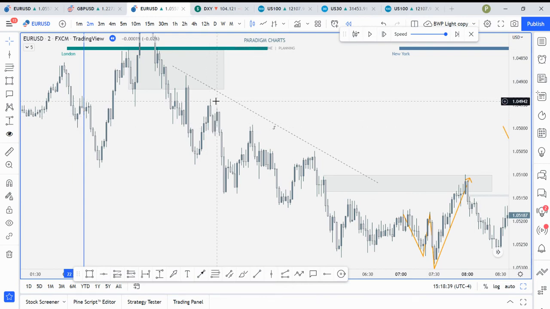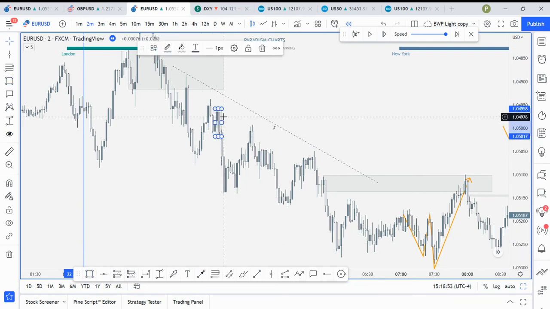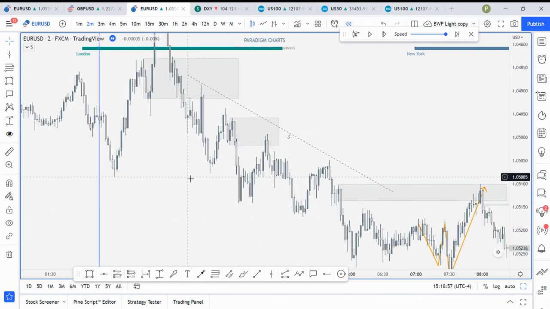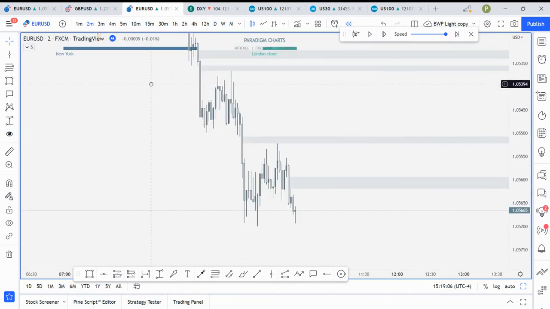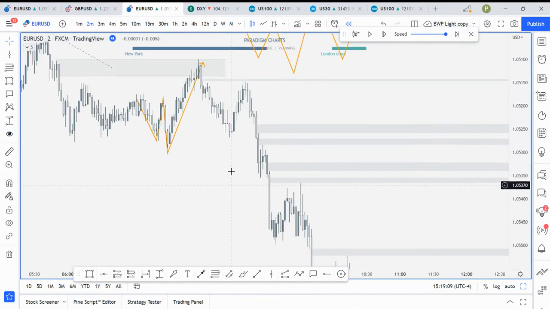Same thing here. This is a typical example of the kind of energetic move I'm referring to that leaves a clear and obvious fair value gap. So these two candles right here, that is the order block, and this up close candle here as well, that is another block.